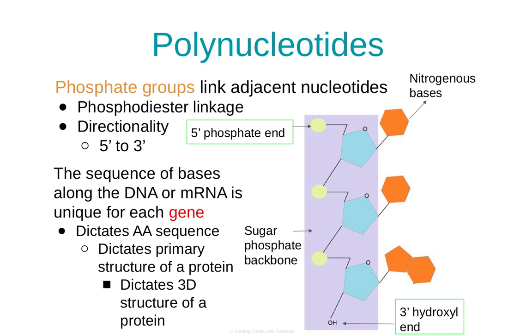Polynucleotides, these phosphate groups, they're linked adjacent to their nucleotides. It's called a phosphodiester linkage. What gives it its directionality is that it's going to go from the 5' end to the 3' end. And the sequence of bases along the DNA or the mRNA is unique to our gene sequencing, and it will dictate the amino acid sequence ultimately in the end. And so, dictating this primary structure of a protein will ultimately dictate the 3D structure of a protein.